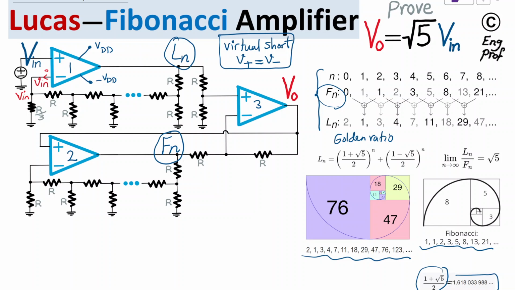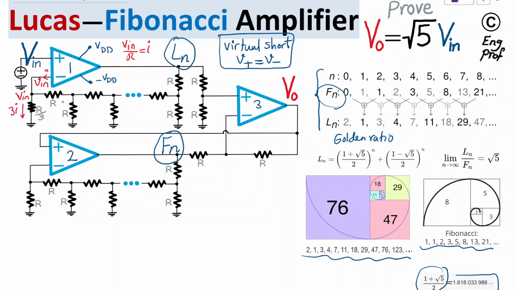Let's refer to, in this scenario, let's just say that V in divided by R is equal to I. Let's name it, so the V in divided by R is referred to as I. So here, the current that is going through this R over 3 will be 3 times that, obviously, because the resistor is 3 times less. So this is 3 times I.